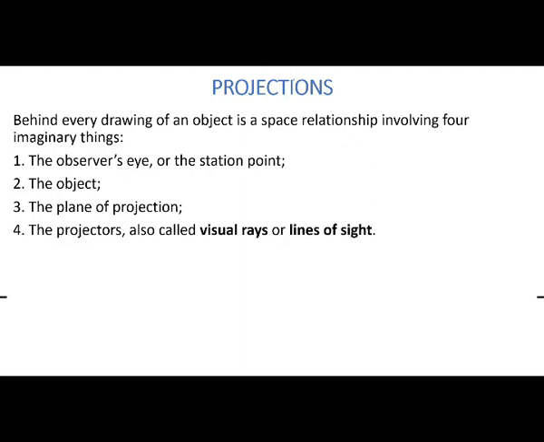First is projections. Behind every drawing of an object is a space relationship involving four imaginary things: the observer's eye or the station point, the object, the plane of projection, and the projectors, also called visual rays or lines of sight. How people look at any object is called projection. The way observers' eyes look is really different from different angles. So we have to project in a way that people can understand the drawing easily.